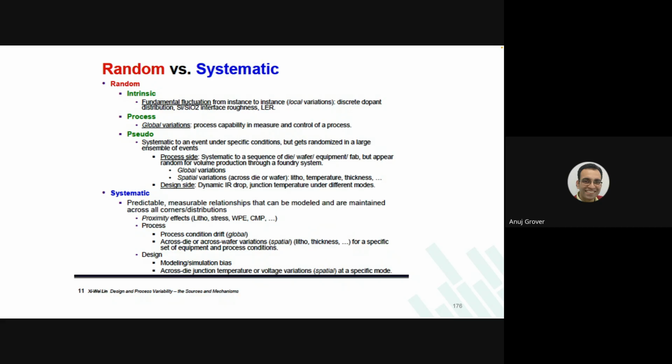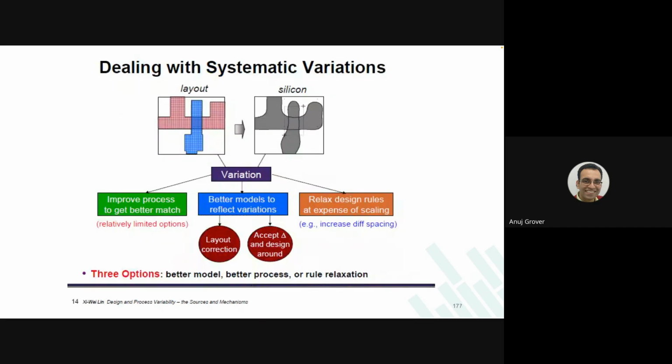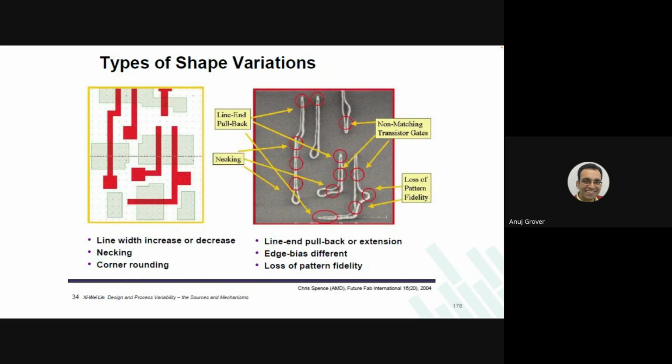So as we said, systematic variations, you can model them, you can avoid them, or you can change the DRCs so that those variations are limited. This was, for example, how the poly width, which is the length of your device, changes when we are putting it actually on silicon. You made very cute rectangles. See what happens to those rectangles over here.